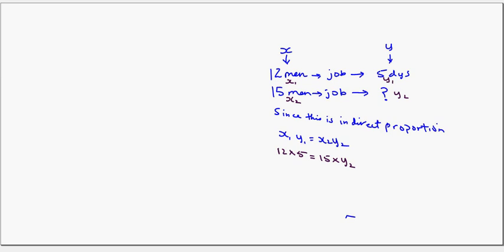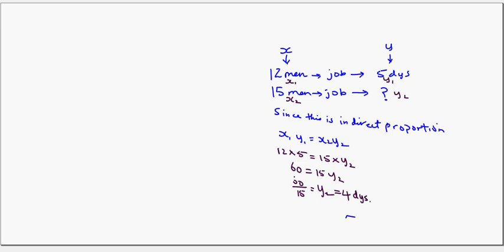12 by 5 is 60, which is equal to 15 y2, and therefore 60 over 15 is equal to y2. So 60 over 15 equals y2, which is equal to 4, and that is 4 days. So the answer would be 4 days.